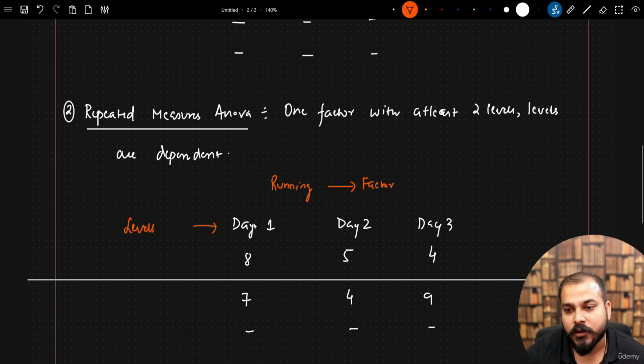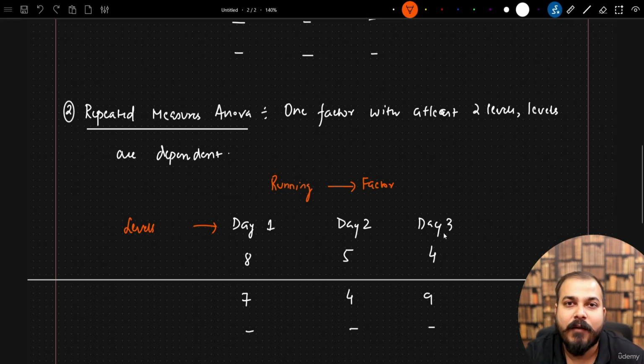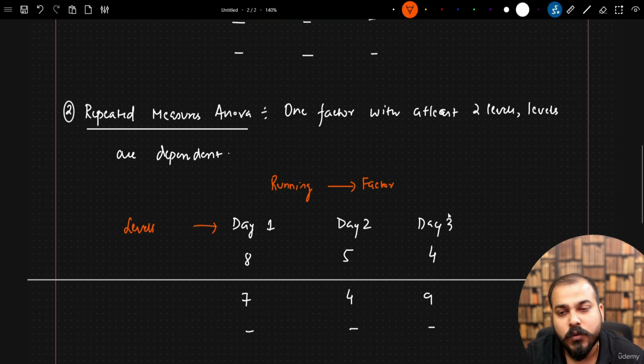Because day 1, probably your performance may not improve on day 2, it may improve on day 3. Like this, you have some data. And obviously at least 2 levels are there, so here you have 2 or more levels. So this is the example of repeated measures ANOVA.